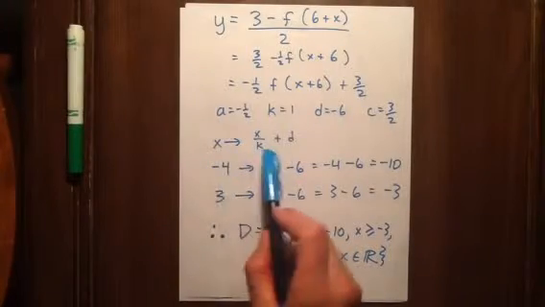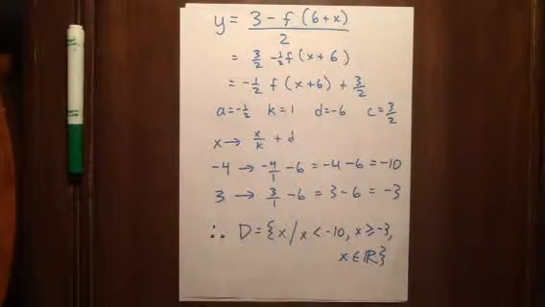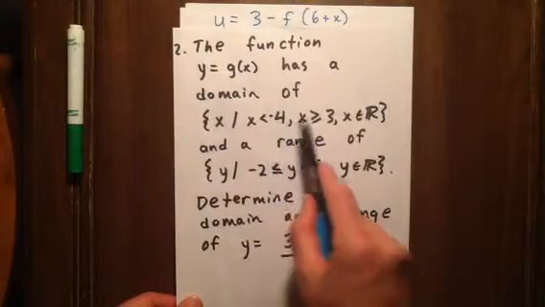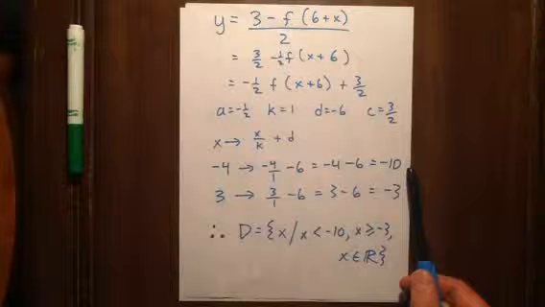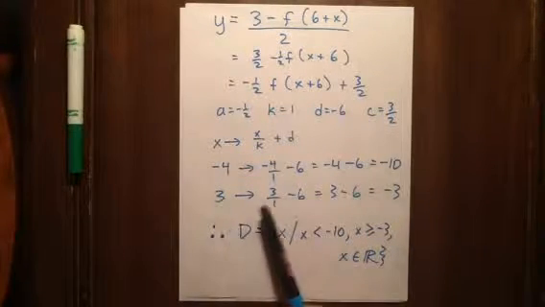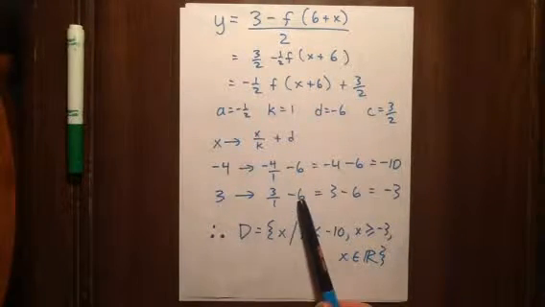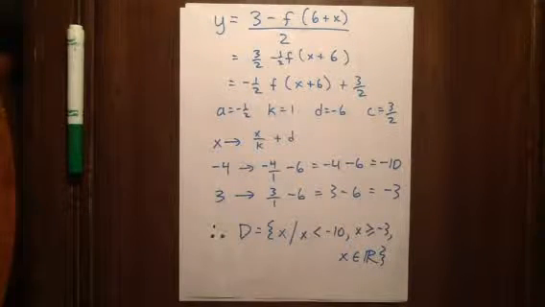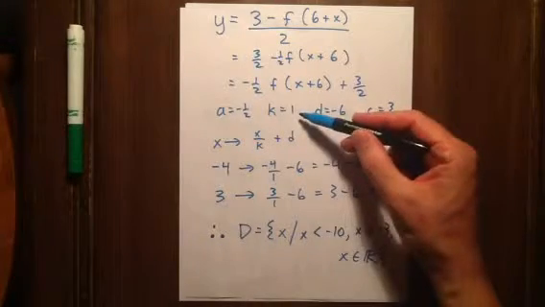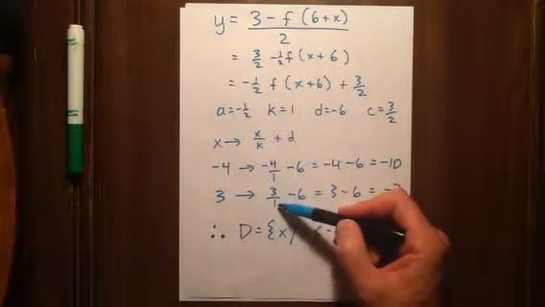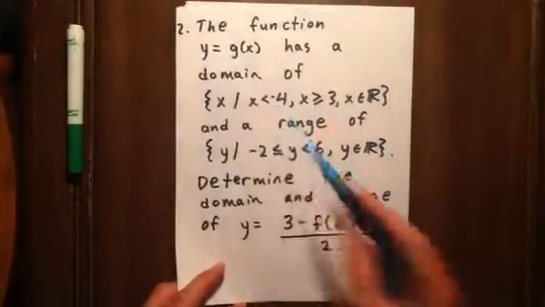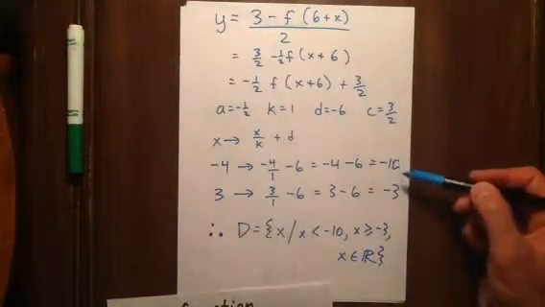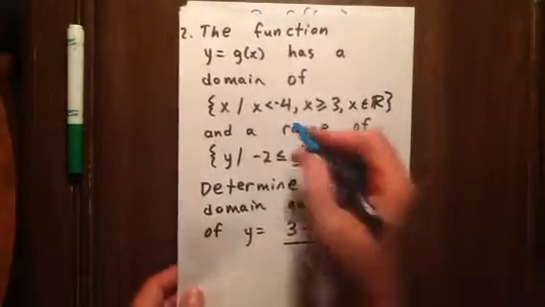Well, x always maps onto x over k plus d, and our relevant x values are negative 4 and positive 3. So negative 4 will map onto negative 10, and 3 will map onto 3 over k plus d, which is negative 3. And the k value is positive, which means we were only ever dividing by a positive number. So there's no need to change our inequality directions.